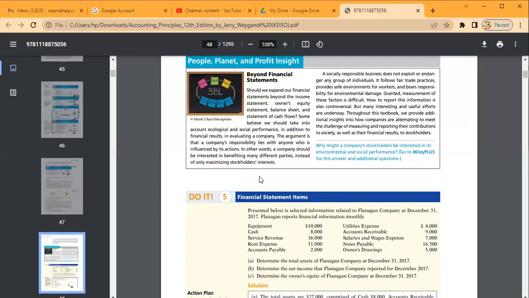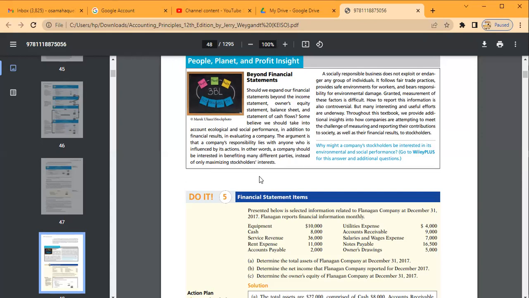Okay, so we have a question over here. Presented below is the selected information related to Flanagan Company at December 31st, 2017. Flanagan reports financial information monthly.